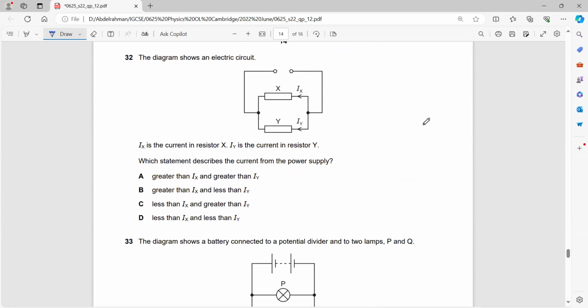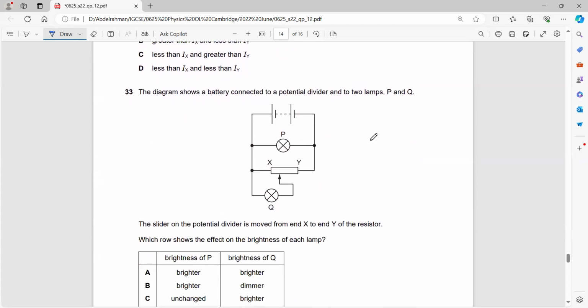Question 32. IX, IY. IX is the current in resistor X, IY is the current in resistor Y. Which statement describes the current from the power supply? Okay, IP, for example. IP, the power supply, has to be greater than both of them. It actually has to be equal to both of them added up. Greater than IX and greater than IY. Yes, both of them.